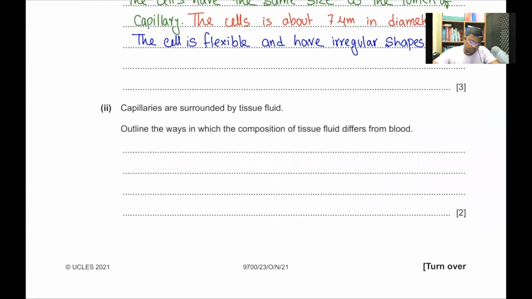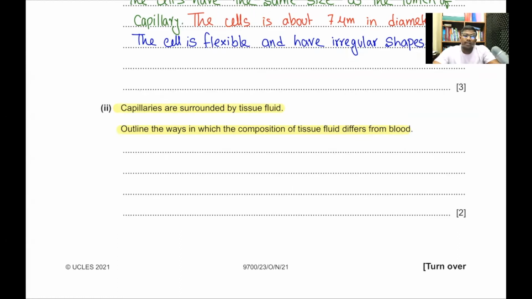Part A2. Capillaries are surrounded by tissue fluid. Outline the ways in which the composition of tissue fluid differs from that of blood. All right, we have done similar questions like this in our previous question paper. Tissue fluid does not have any red blood cells, and there will be no platelets in tissue fluid as well, because they're too large to pass through the capillary endothelial layer.